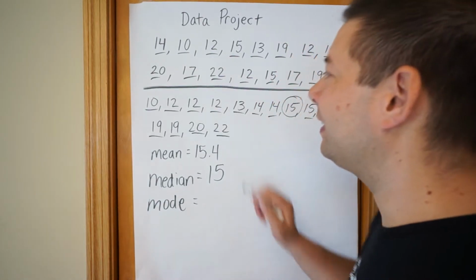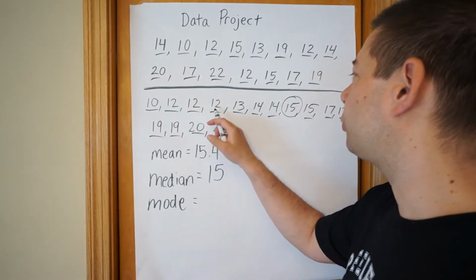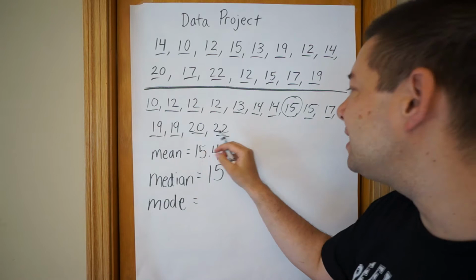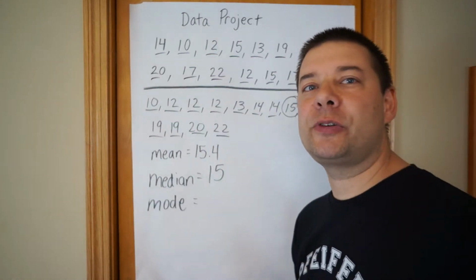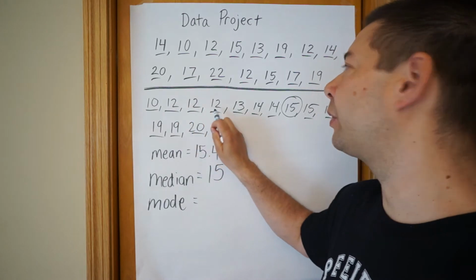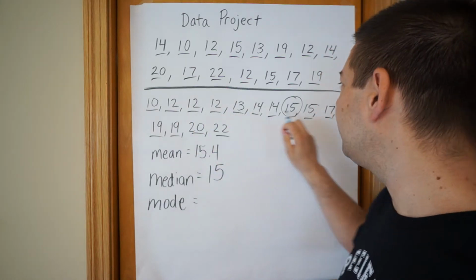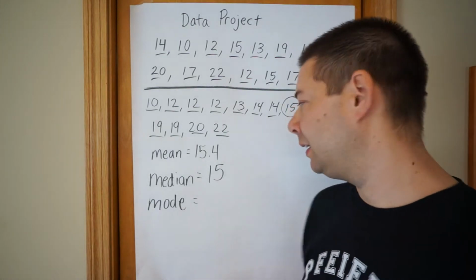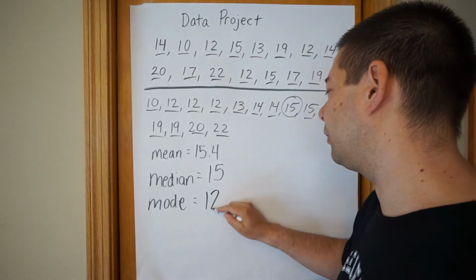So as we look at this, I see there's a lot of 12s, there's some 14s, some 15s, 17s, 19s, right? But we're looking for the number that's repeated the most often, and that has to be 12 because there's 1, 2, 3 of them. And there are no other numbers that are repeated 3 times. So there is a mode, and that mode is 12.